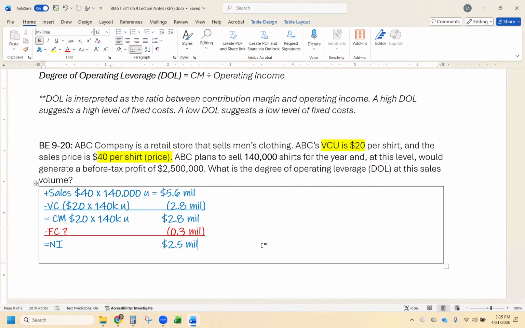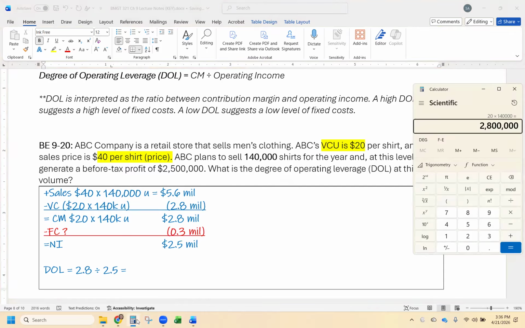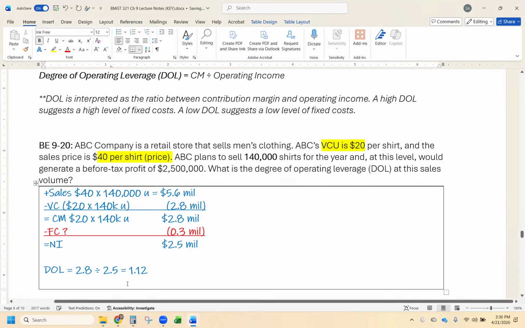So it's the ratio between these two. So the closer these two are together, so this is 2.5 and that's 2.8, those are pretty close together. The smaller our fixed costs are. So we have a really small fixed cost in this case. So when we do that ratio, the degree of operating leverage, we are going to take the 2.8 million and divide it by the 2.5. And I think it's like 1.12. Yeah. So our degree of operating leverage is 1.12.